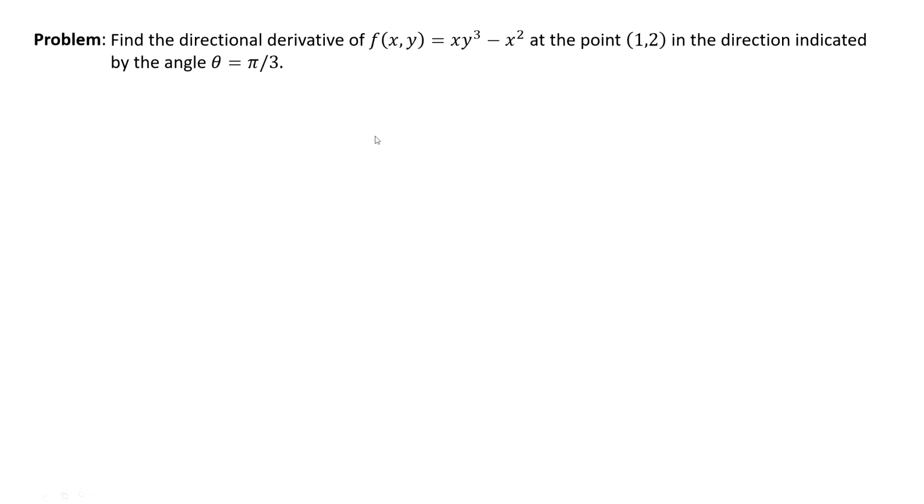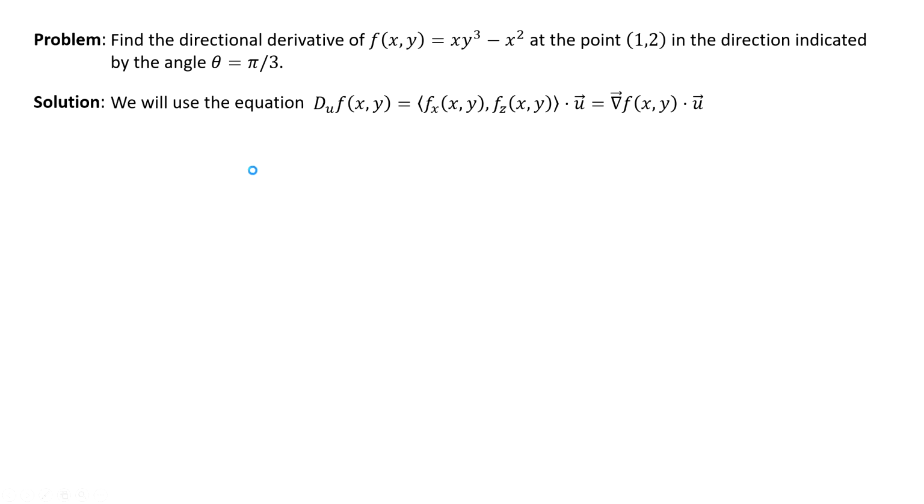Next, let's solve some simple problems. Find the directional derivative of f of x,y equals this at the point (1, 2) in the direction indicated by angle theta. Well, we need to find the directional derivative, that is D_u, and we know we need to find a partial derivative, make a vector out of it, and take the dot product with u, right? Del f of x,y dotted with u.